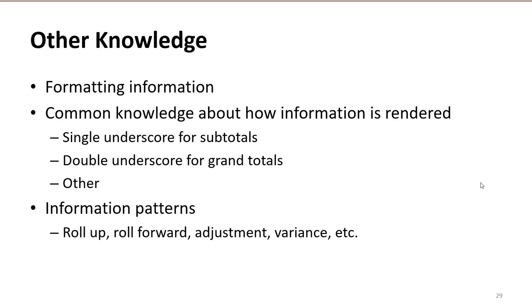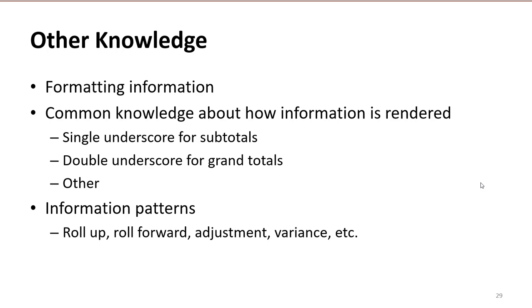So the information you need is formatting information. Those are preferences. You use common knowledge about how to render something. So for example, a single underscore for subtotals, a double underscore for grand totals, and then you have information patterns so you know what they're supposed to look like when you solidify them onto a human readable report. A roll up looks different than a roll forward, which looks different from an adjustment, which looks different from a variance. So most software treats these same patterns the same way, and then the renderings are nonsensical to business users.